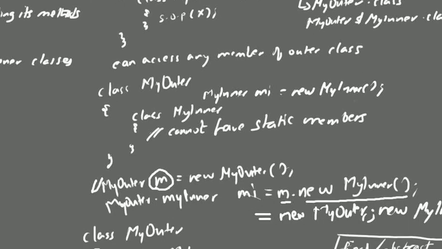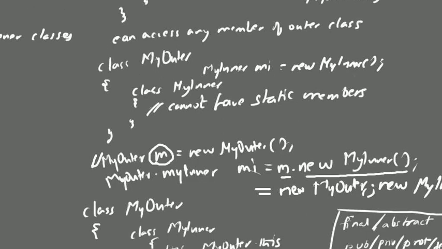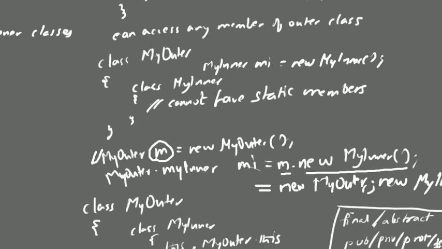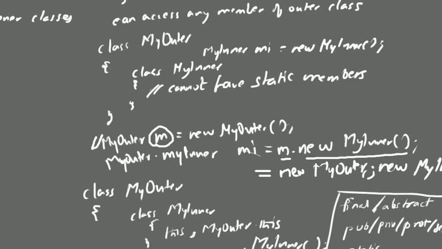Now, in inner classes, you cannot have static members. And the way you would create an inner class instance outside the myouter class is by saying myouter m is new myouter, and myouter.miner mi is m, which is the outer object you have created, dot new miner. By doing this, the instance that you're creating, the new miner, is tightly bound to the outer instance. So you cannot create an instance of an inner class without creating an instance of the outer class. You need an instance of the outer class to create an instance of the inner class.